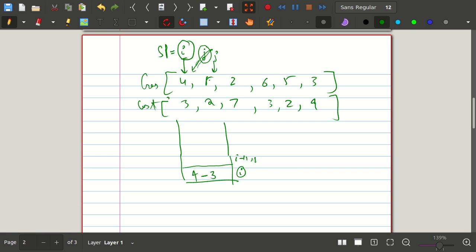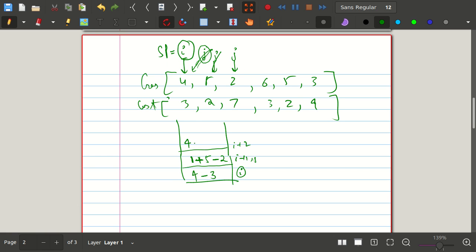Now I have reached I plus 1 with 1 amount of gas. Okay, and I can fill my gas with 5 amount, so I will have total 6 amount, and with cost 2 I can move to I plus 2. So 5 plus 1 is 6 minus 2, 4, and I can move to index 2. My j can move to index 2.